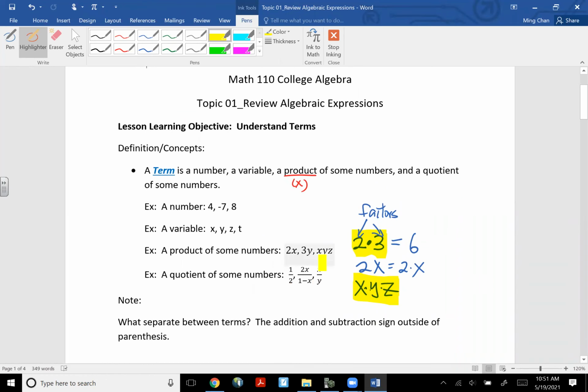All right, x, y, z: x times y times z. Together, because of multiplication, it is considered one term. Three factors, but it's only one term. A quotient of some numbers is also considered a term, like 1/2. Now, this one is a very interesting one: 2x over 1 minus x. This whole entire quotient of 2x over 1 minus x together is only one term. But I'm not saying every fraction is a term. That's not what I'm saying. What I'm saying is division of some numbers is a term.